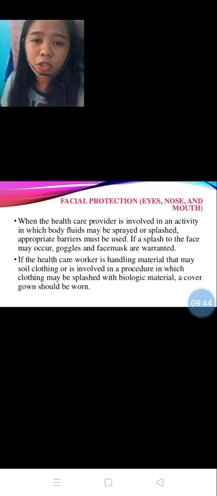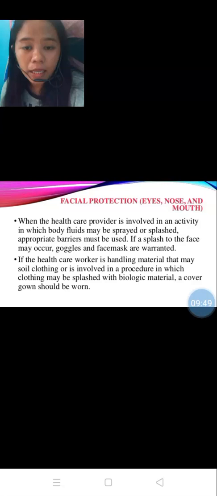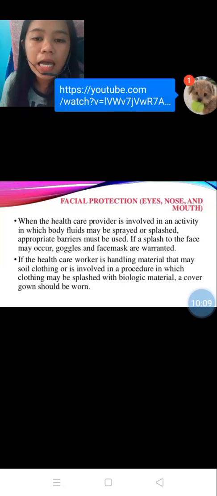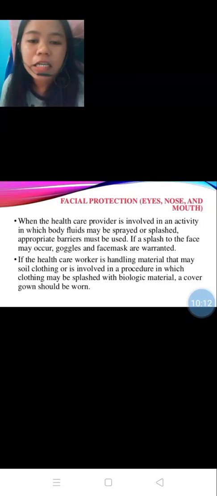Facial protection. When we say facial protection, it includes the eyes, nose, and mouth. When the healthcare provider is involved in an activity in which body fluids may be sprayed or splashed, appropriate barriers must be used. If a splash to the face may occur, goggles and face masks are warranted. If the healthcare worker is handling material that may soil clothing, or is involved in a procedure in which clothing may be splashed with biological material, a cover gown should be worn.